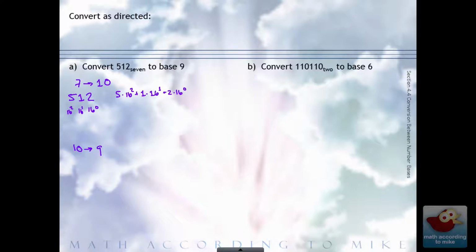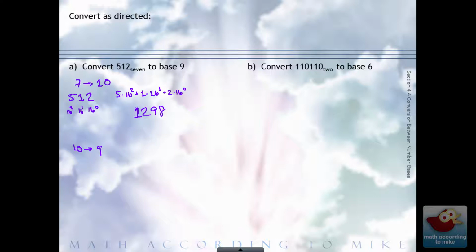Putting that into your calculator carefully, you get 1,298. My ones are so bad today. 298. Okay, so now what we're going to do is take the 1,298 and convert that to base 9.